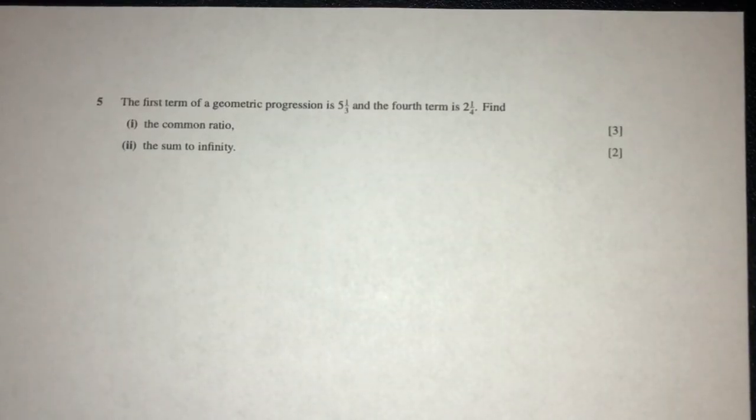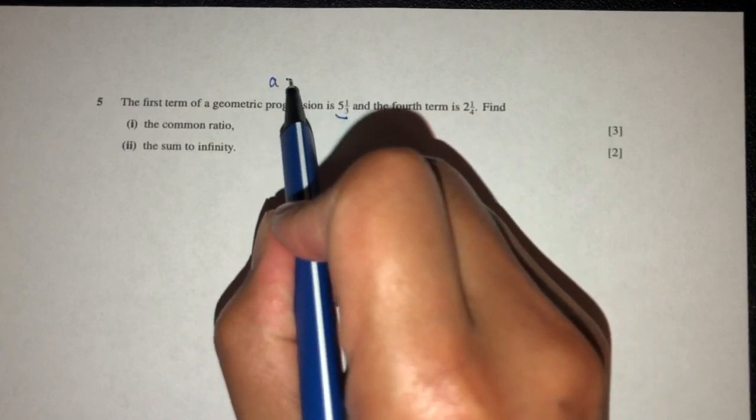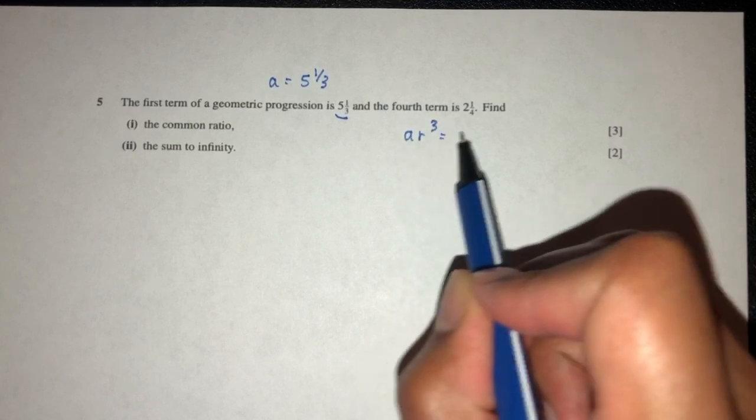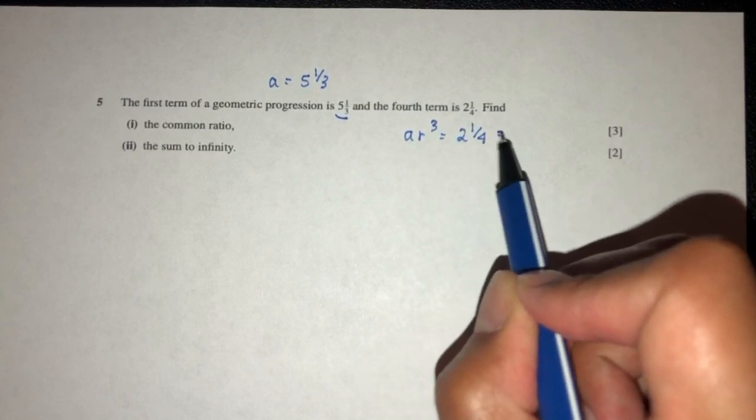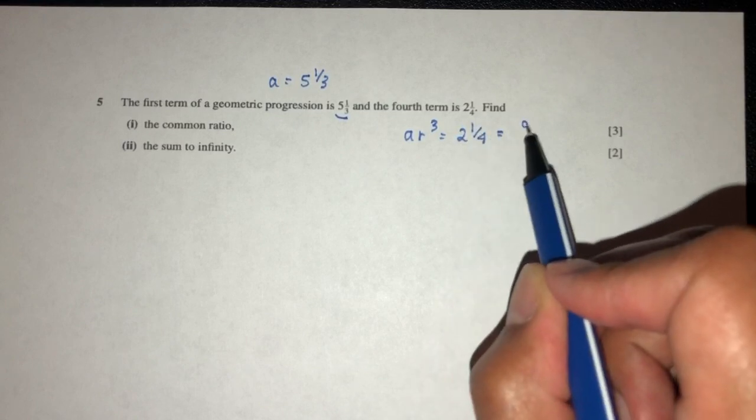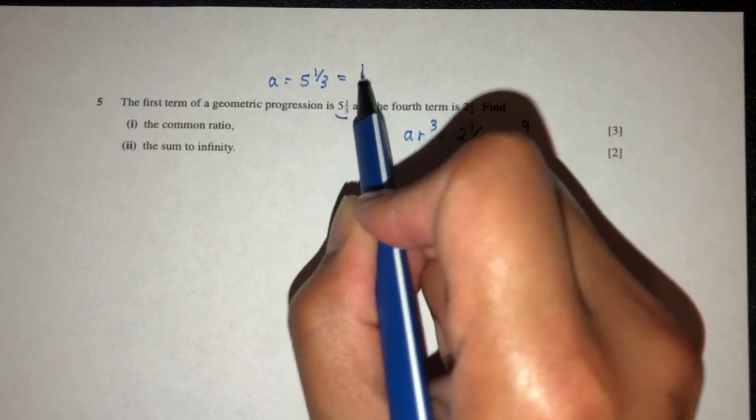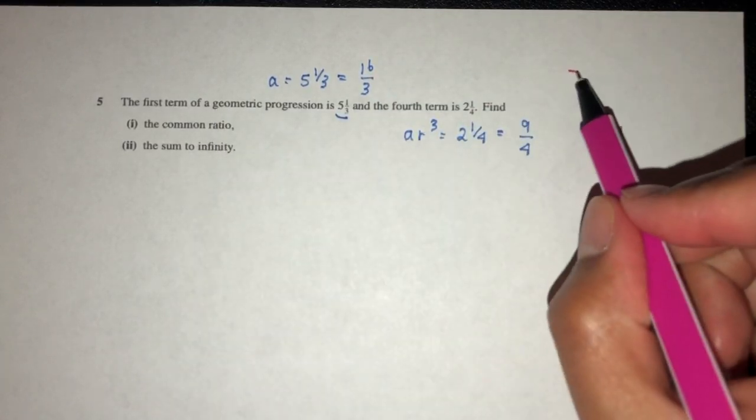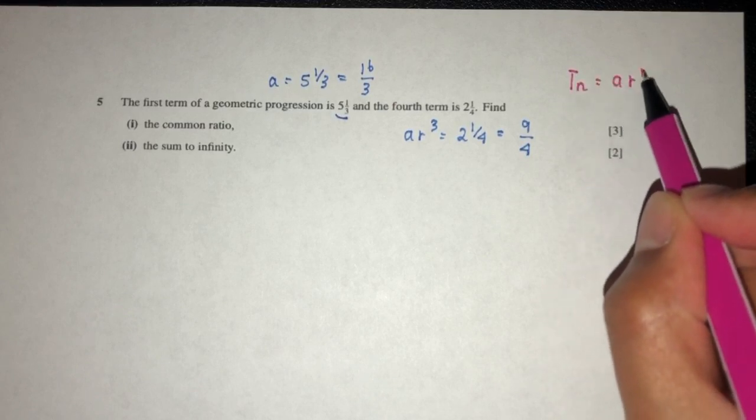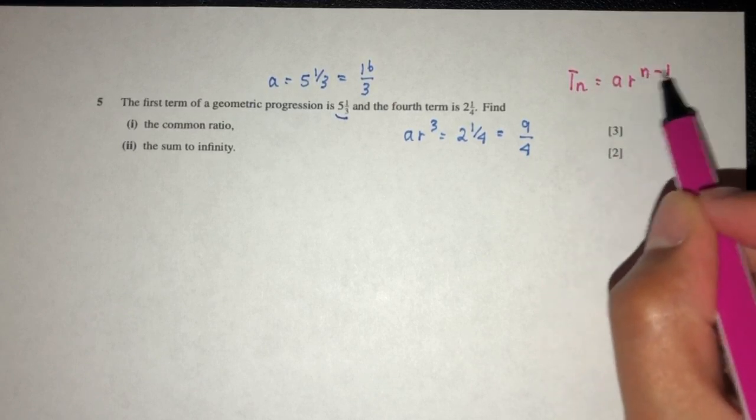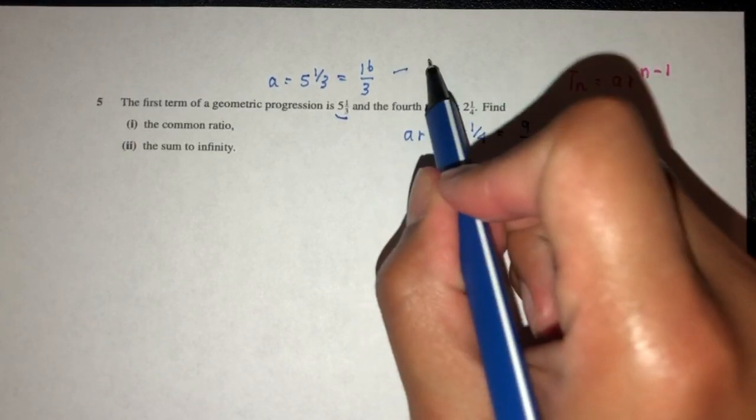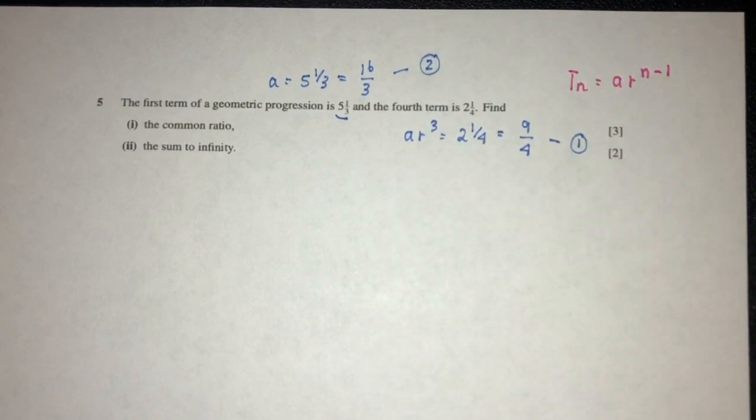The first term of a GP is 5 1/3, which is a is 5 1/3. The fourth term is ar power 3 is 2 1/4. We can rewrite this as 2 times 4 plus 1 is 9 over 4. And this could be 16 over 3. Again, because we know it is a GP, the nth term is given to you by ar power n minus 1. So the fourth term will be ar power 3. Okay, so here we have two equations, equation number 1, equation number 2.